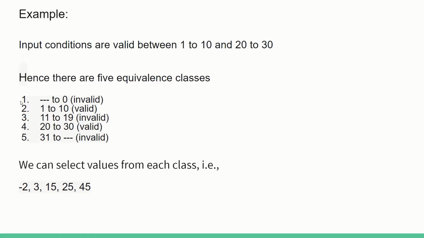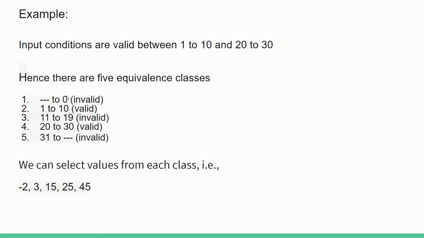As an example, we can consider a text field that accepts values between 1 to 10 and 20 to 30. Here, we can have 5 equivalence partitioning classes. The first one is minus values to 0. The second one is 1 to 10. The third class is 11 to 19, the fourth one is 20 to 30, and the fifth one is 31 to plus. In these 5 classes, we can select one value from each class.